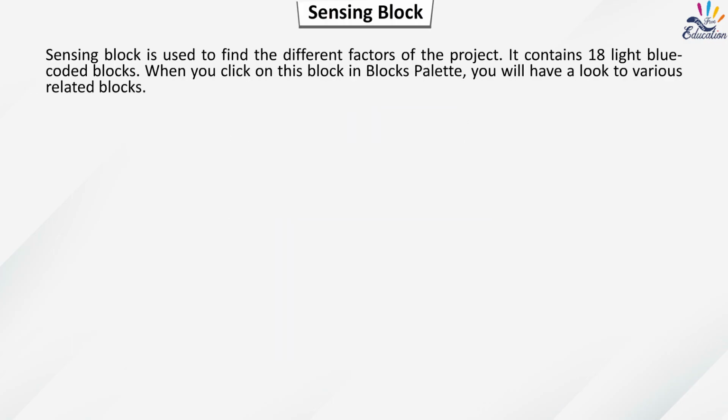Sensing block. Sensing block is used to find the different factors of the project. It contains 18 light blue coded blocks. When you click on this block in Blocks palette, you will have a look to various related blocks.